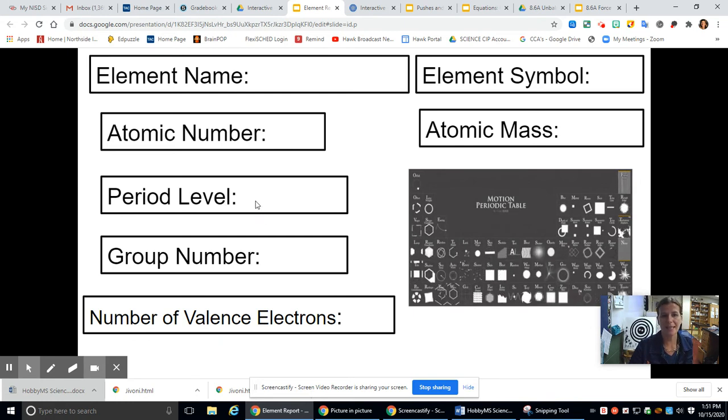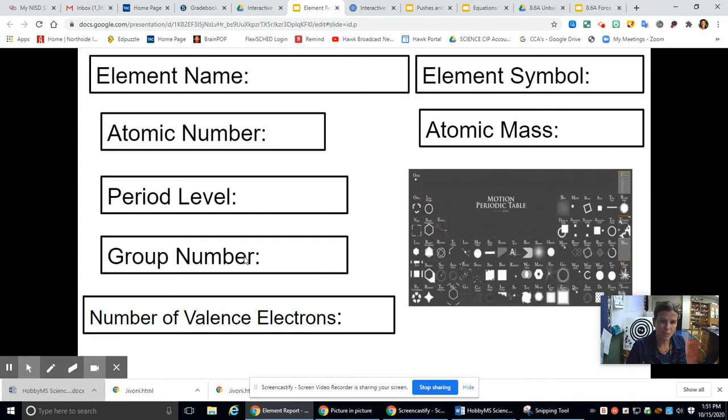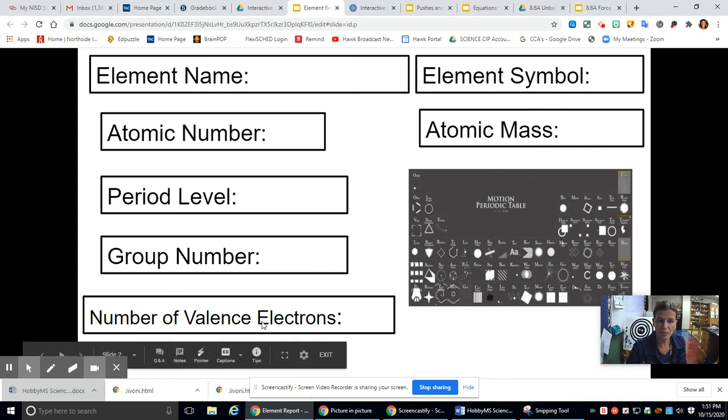Your period level, that is the number that runs horizontally. It tells you how many energy shells or levels the element has. Your group number, that's the number above the vertical column. The number of valence electrons you can get from your group number by looking at the second digit when it comes to group 13 through 18.